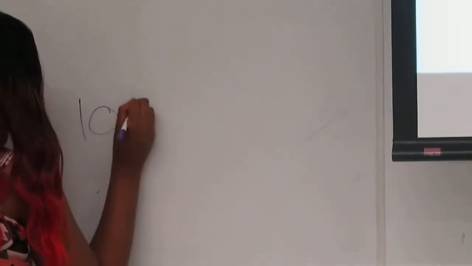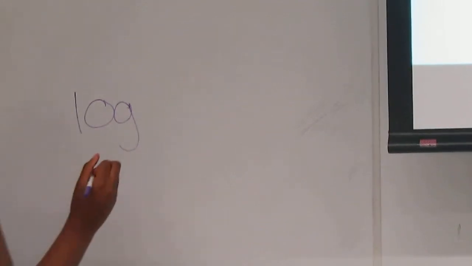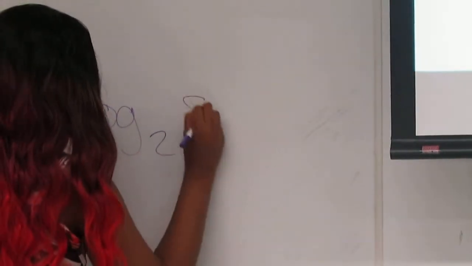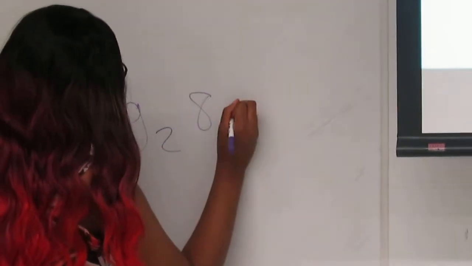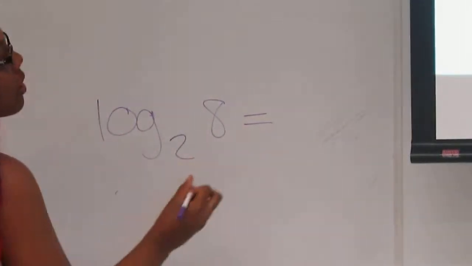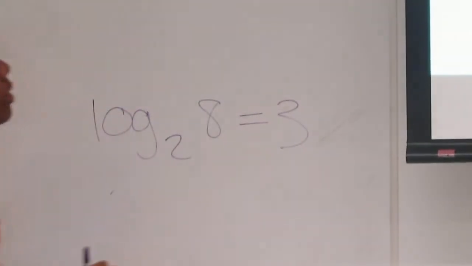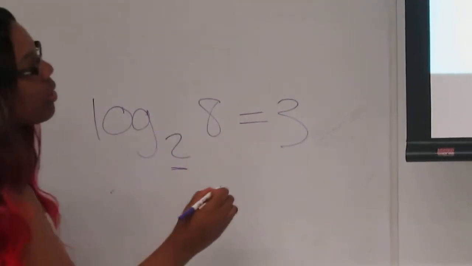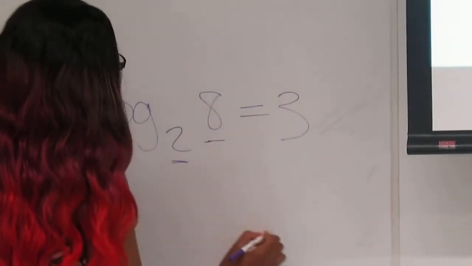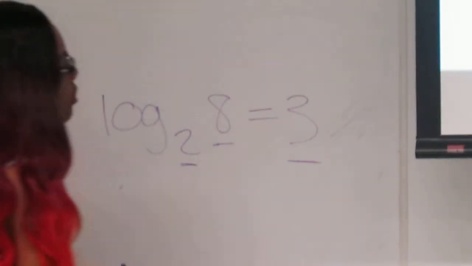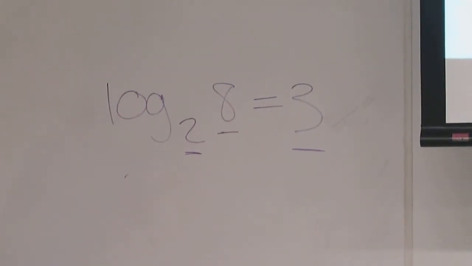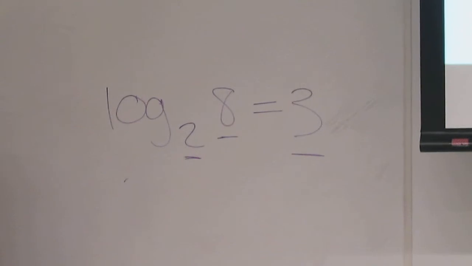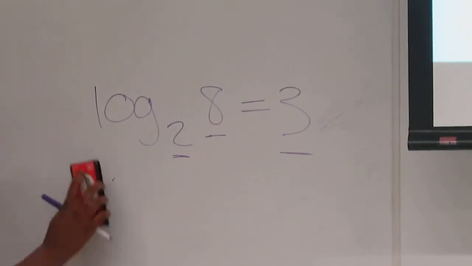Logarithm form. Log base 2 of 8 equals 3. The base would be 2. The argument would be 8. The answer would be 3. That's logarithm form.